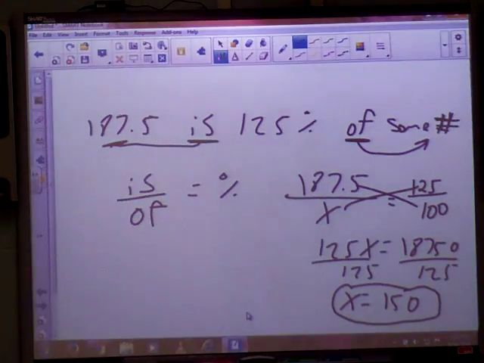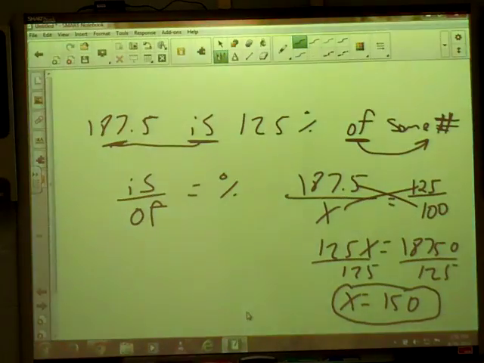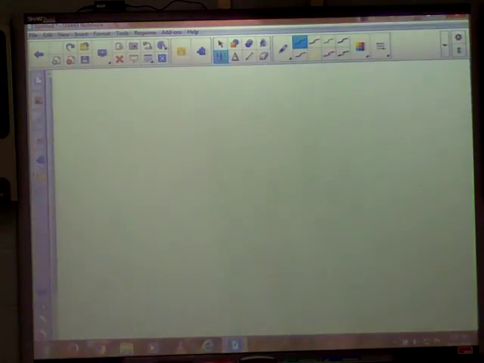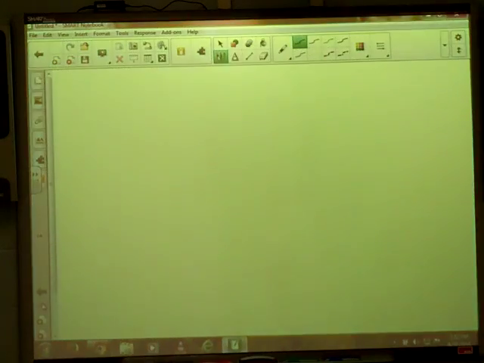Alright, so we did some percents. Let's do some investment problems. At least one. When I get into these investment problems and mixture problems, I'm usually going to make some kind of a little table because these are harder for me, so it keeps my stuff more organized.